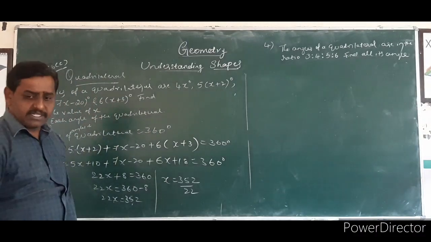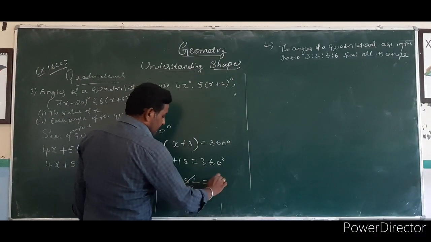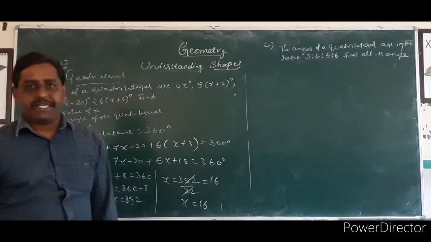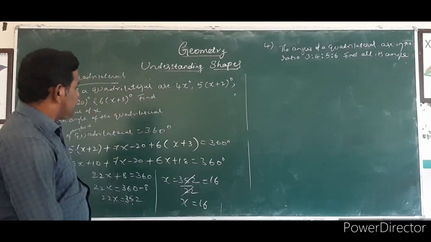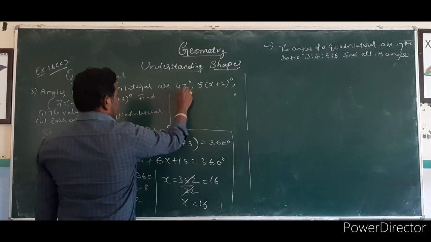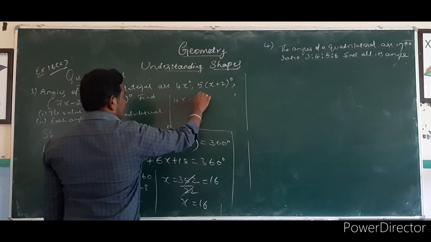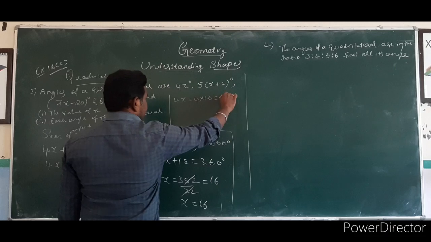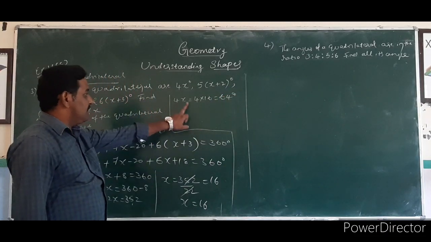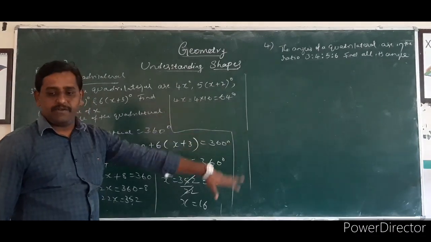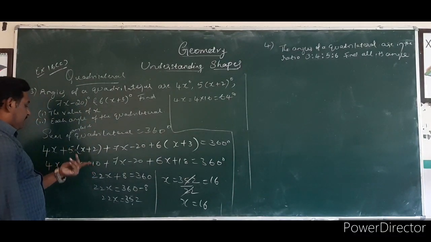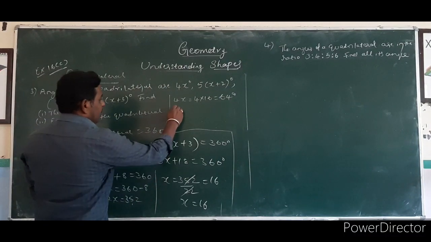It will go 16 times. That is, the x value is equal to 16. You can divide 352 by 22 and you will get 16. Then you have to find each angle. 4 into x, 4 into 16, that is 64 degrees. The first angle is 64 because the x value is 16. 16 into 4 is 64.